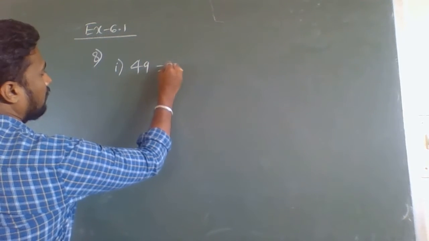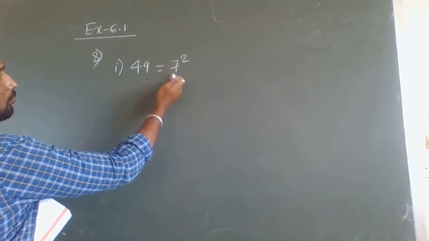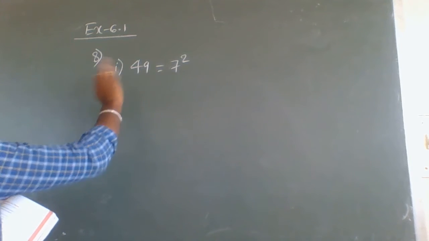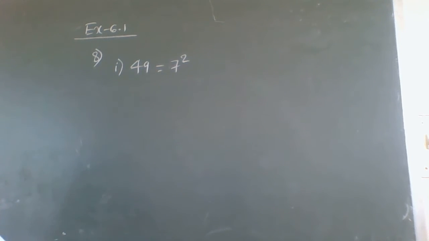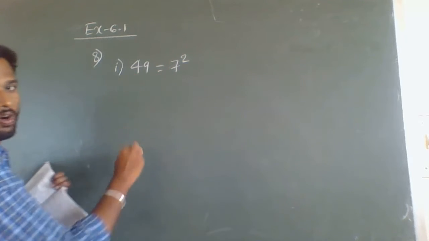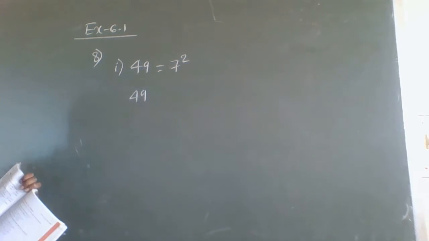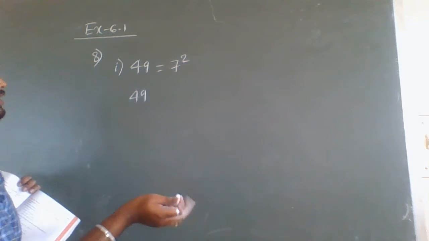So here, 49 is equal to 7 square. Means when you multiply 7 into 7, what will you get? 49. 7 square means 49 only. Therefore, this 49 is the sum of the first 7 odd numbers. Now we will represent this 49 as the sum of the first 7 odd numbers.